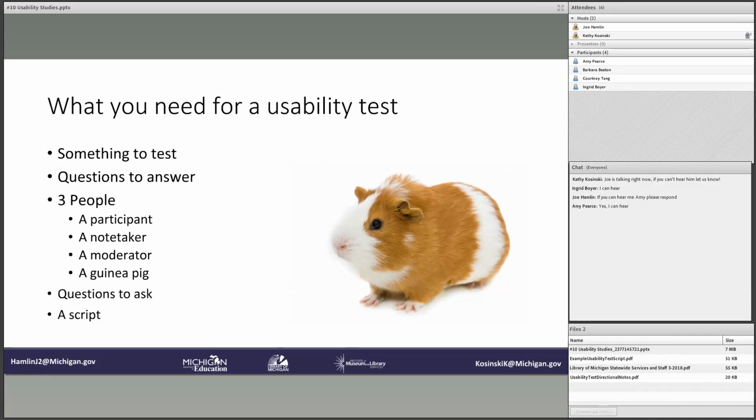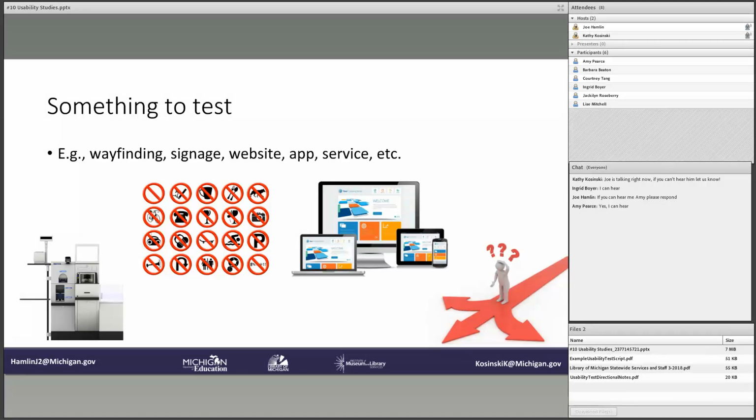So we're going to go through the steps, and hopefully at the end of the day you'll be able to walk out of this webinar and run your own usability test today if you wanted to. The bare essentials are something to test, which as we stated could be multiple things, questions that you want to answer, 4 people: a participant, a note taker, a moderator, and a guinea pig, questions to ask the people, and then a script. So we're going to go through this.